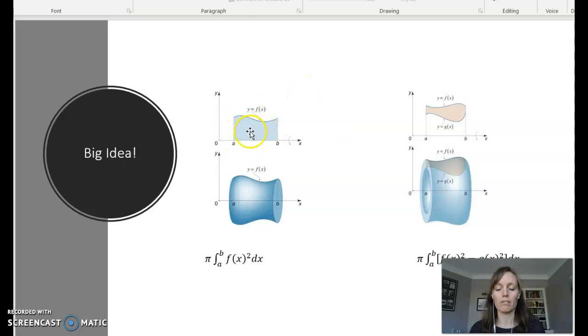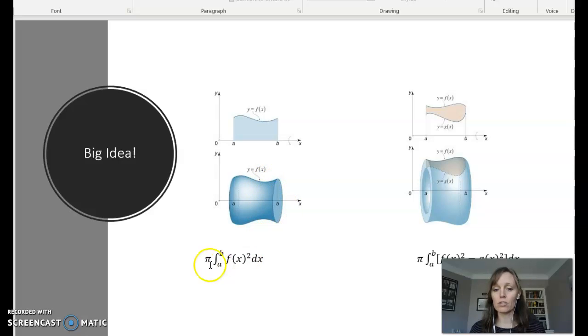The first one you see right here is where it's just a single function being rotated around the axis. And so you would get a complete solid that when you spin this function around the axis, you get some sort of shape there that is almost cylindrical. So when we do that, to find the volume of that, we are actually integrating the area of a single cross section. And a single cross section is a circle because it's being revolved.